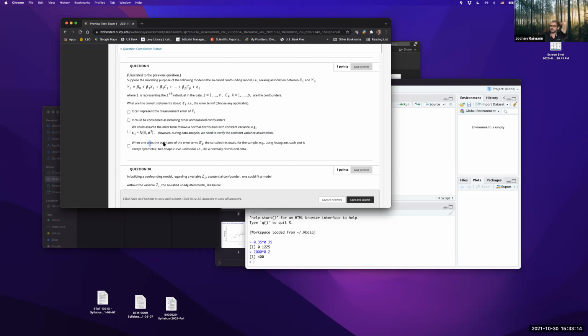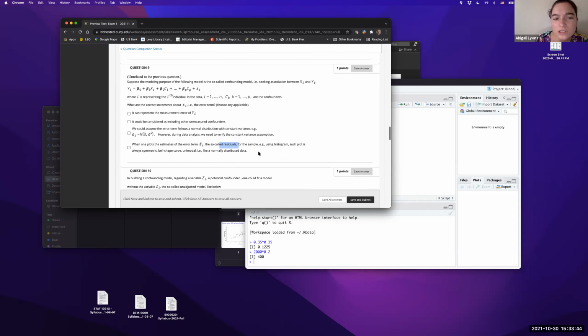When one plots the estimate of the error term, the so-called residuals, for example for the sample using a histogram, such a plot is always a symmetric bell-shaped curve, unimodal, like normally distributed data. Well, that comes with the assessment. That's what he's saying here. It's not correct because we cannot assume that without having the assessment.